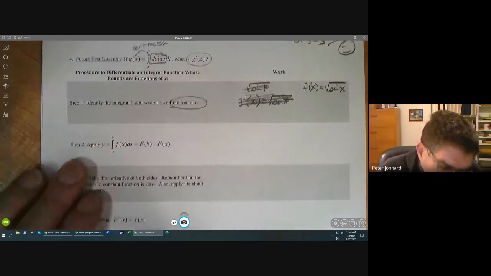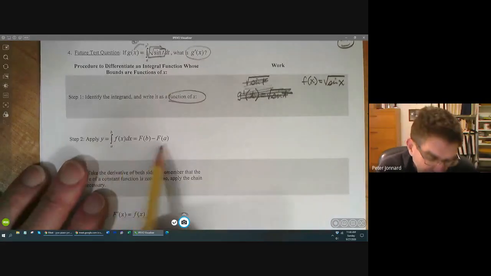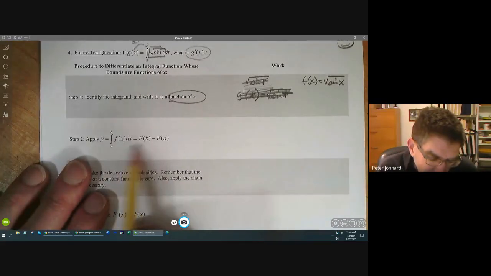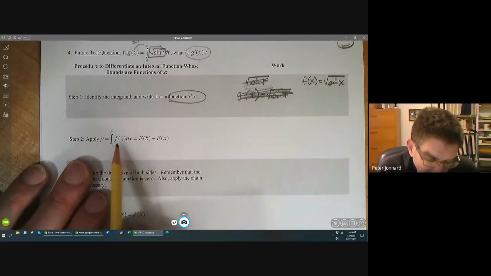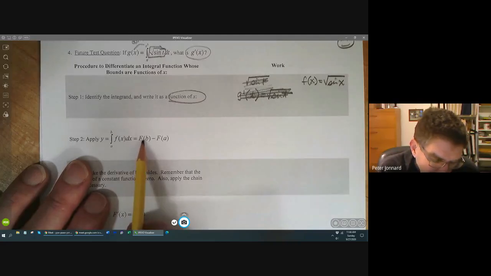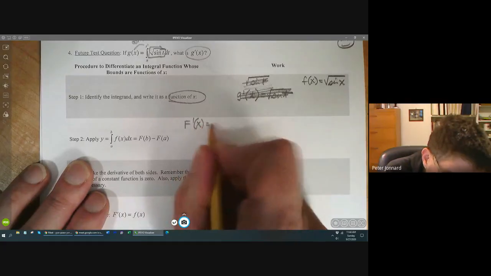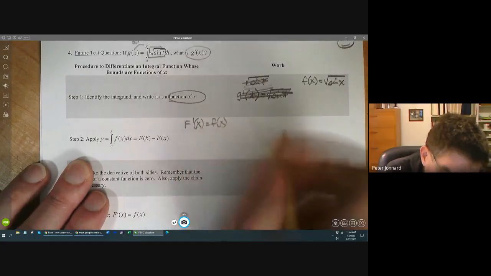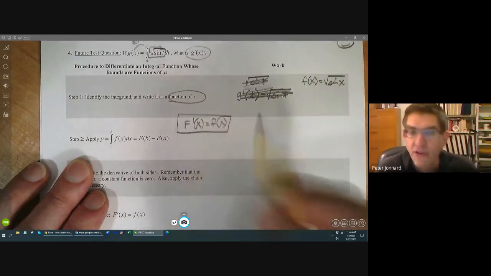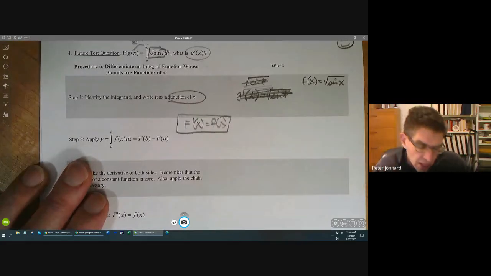The next step: apply this formula, part 2 of the Fundamental Theorem of Calculus. It basically says, let's define capital F of x so that its derivative is f of x. And so very important to remember this. This is what we mean when we use capital F of x. This is an absolutely critical foundation of calculus.